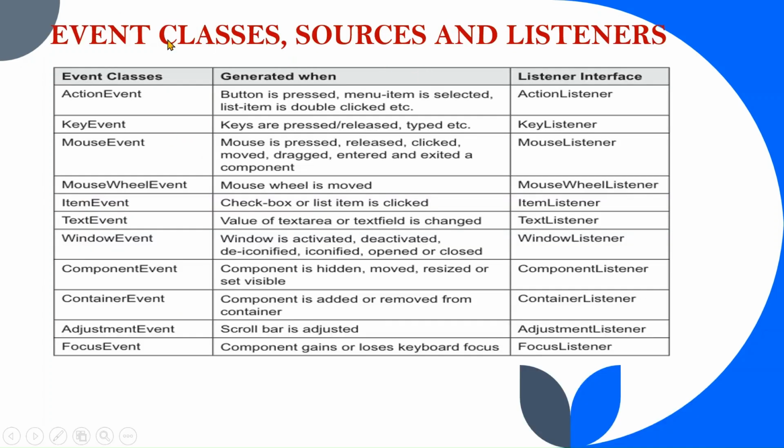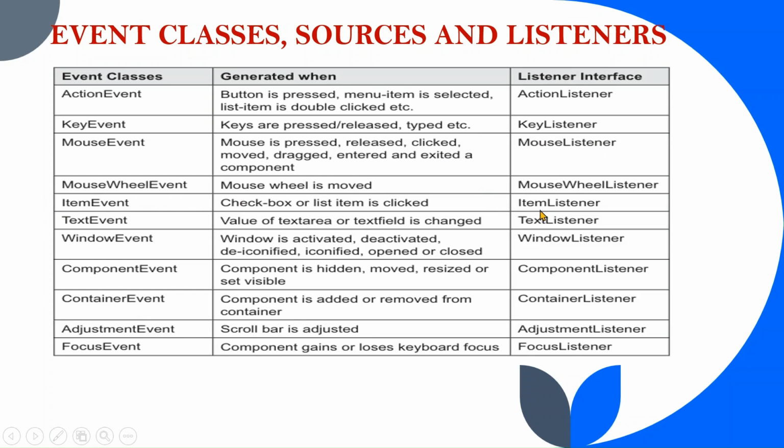Now if you can see here, event classes, sources, and listeners. If you take action event, it is generated when a button is pressed, a menu item is selected, a list item is double-clicked, etc. We have an action listener for that. Key event, we have key listener, and keys are pressed, released, and typed. These are the times at which the key event is generated. The mouse event is generated when the mouse is pressed, released, clicked, moved, dragged, and enters or exits a component. So mouse listener is there.